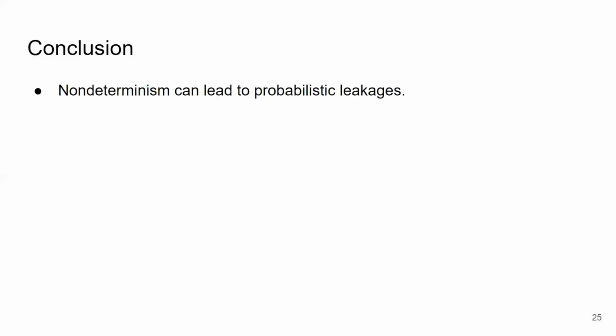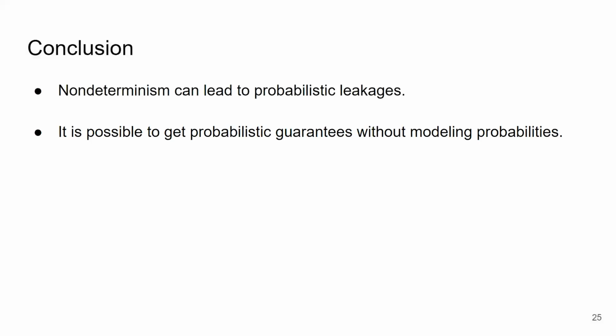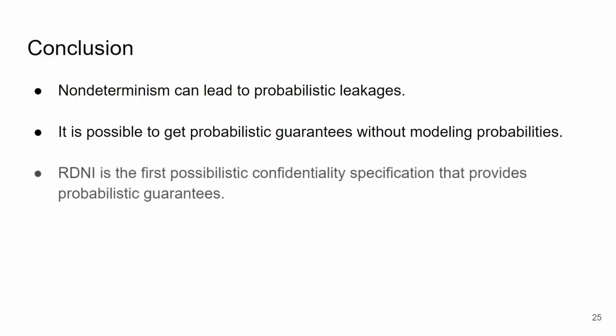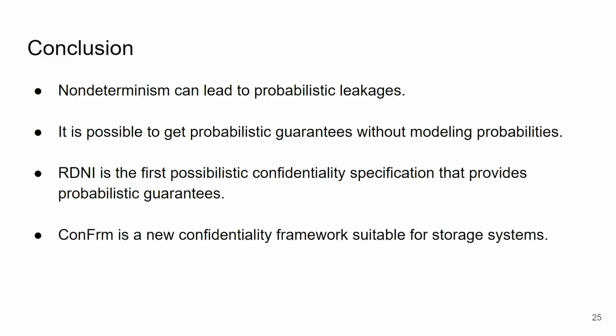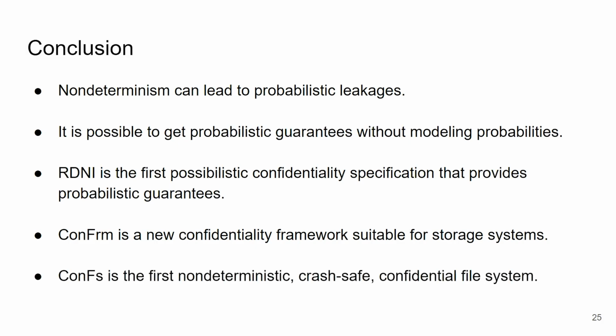In conclusion, we saw that non-determinism can lead to probabilistic leakages. However, it is possible to get probabilistic guarantees without modeling probabilities. RDNI is the first possibilistic confidentiality specification that provides probabilistic guarantees. Conform is a new confidentiality framework suitable for storage systems. Confess is the first non-deterministic crash-safe confidential file system.